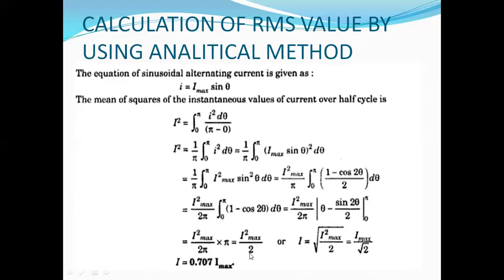The last step is to take its square root, and hence I = √(Im²/2) = Im/√2. So my RMS value, I RMS, is always equal to Im/√2, that is 0.707 Im. You should always remember the RMS value is I = Im/√2, or 0.707 Im. If it is voltage, then V RMS is equal to 0.707 Vm.